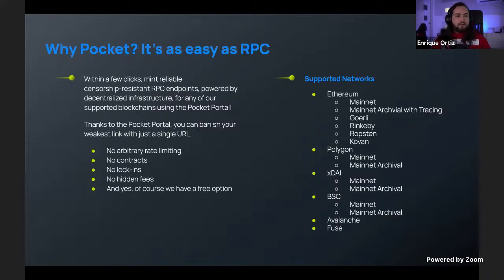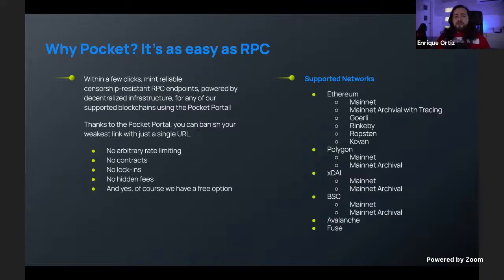Easy as that. Now, of course, we've got a few benefits as well. It can be cumbersome to get infrastructure for your applications once it grows. With Pocket, it's a little bit easier. We've got no arbitrary rate limiting. There are no contracts, no lock-ins, no hidden fees. Everything's in the network. You can read the economics to then actually realize how you can turn that infrastructure you get into an asset, which is really great. And yes, of course, we do have a free option. We'll talk more about that and actually test it out, right?